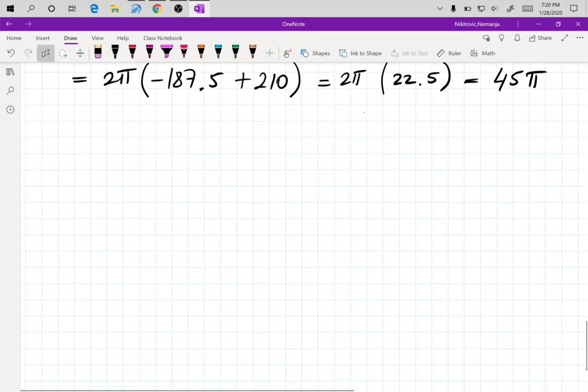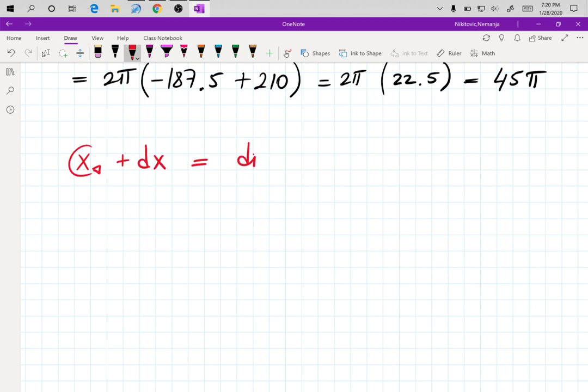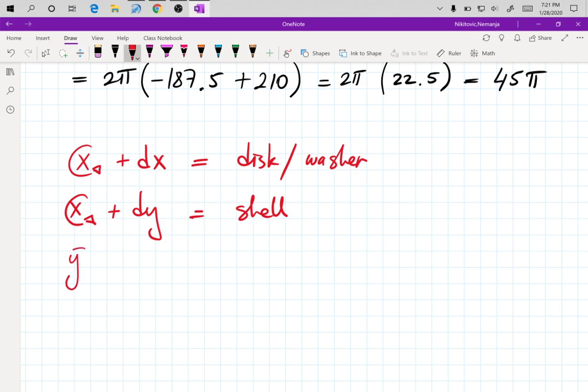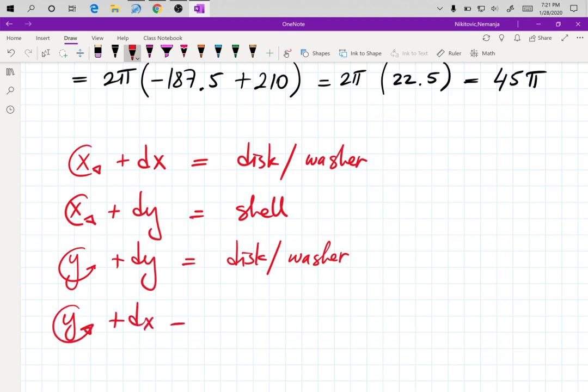Guys, I'm just going to write this in blood at the end over here. We have negative 19 seconds left for the class, which means we're over time, right? So, x rotation plus dx is disk slash washer. X rotation plus dy is shell. Y rotation plus dy is disk, very good, and the washer. Y rotation plus dx is shell.